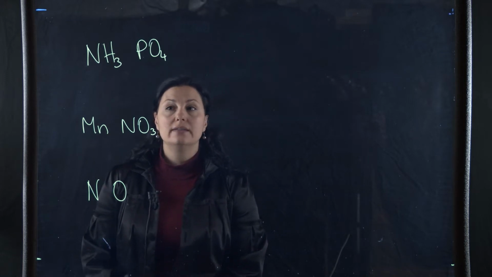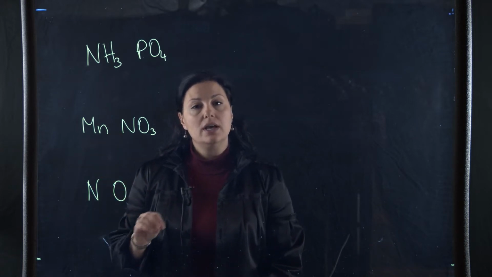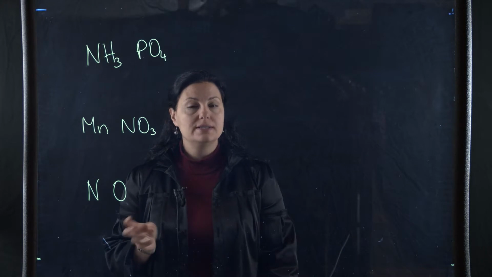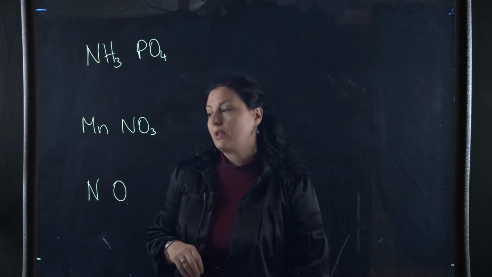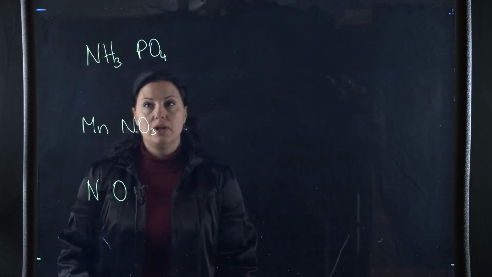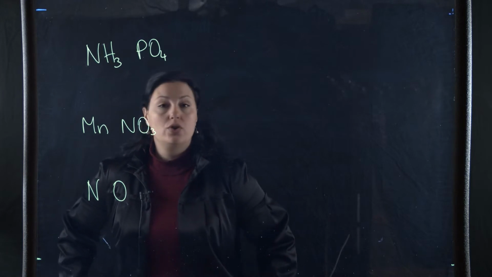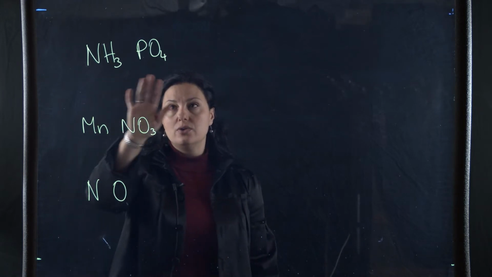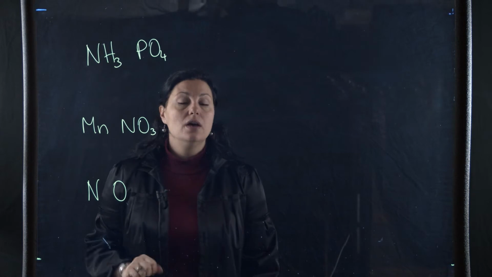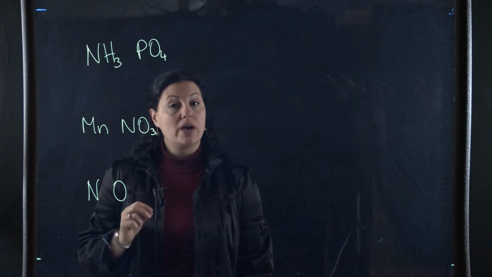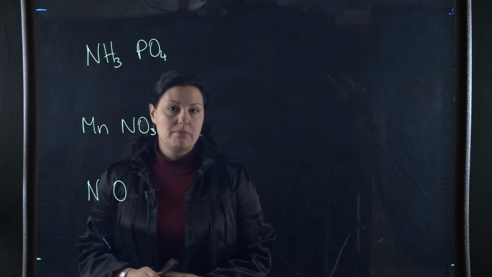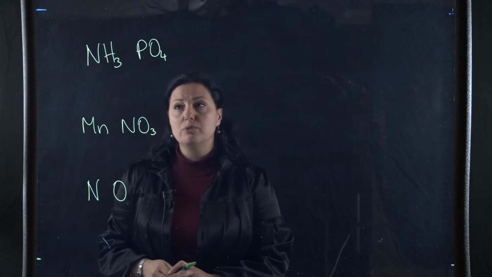Okay, let's take a look at these three compounds, figure out what the formula is, and then figure out the molar mass. For the first compound, I'm given ammonium phosphate. These are the two ions, ammonium and phosphate. You have to remember their names, their charges, and their formulas to be able to do problems like these.